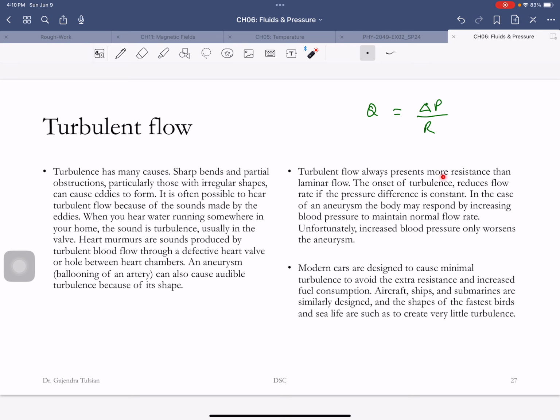Turbulent flow always presents more resistance than laminar flow. The onset of turbulence reduces flow rate if the pressure difference is constant. So if this is constant, higher resistance decreases the flow rate.